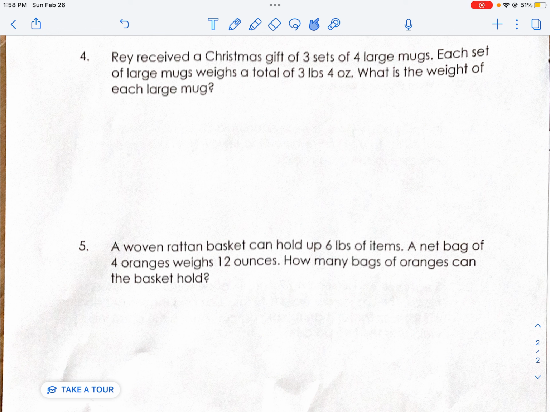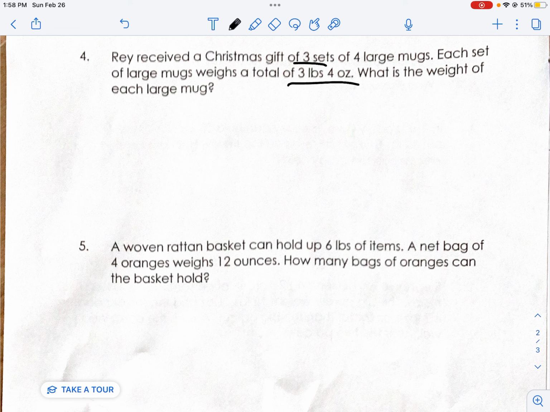So Ray received a Christmas gift of 3 sets of 4 large mugs. Each set of large mugs weighs a total of 3 pounds, 4 ounces. What is the weight of each large mug? So he receives a gift of 3 sets of 4 large mugs. Each set of large mugs weighs a total of 3 pounds, 4 ounces. What is the weight of each mug?